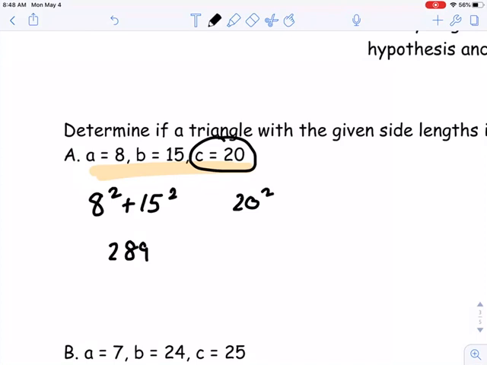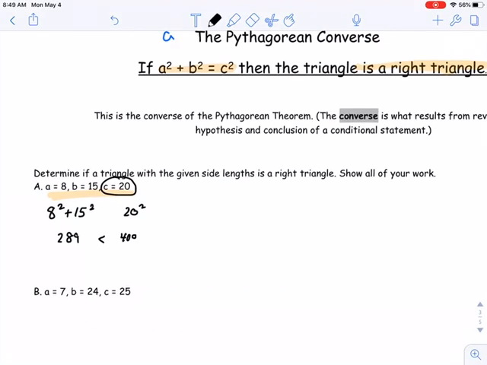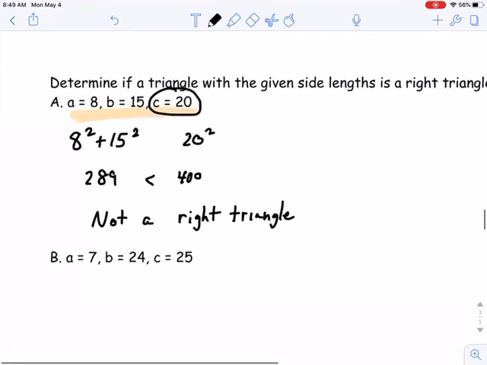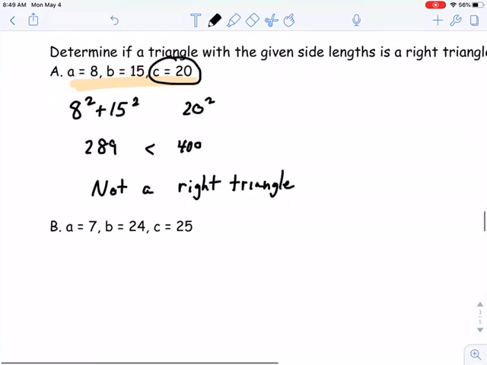I'm going to have 20 squared over here. I'm not going to write equals or anything. What does 20 squared equal? 400. Those aren't equal. Hopefully you can tell that 400 is bigger than 289. So it's not a right triangle, because the Pythagorean theorem was not true. And if you remember, when you do the Pythagorean theorem shortcut on a coordinate plane, we always draw a right triangle. We just don't draw some random triangle. It has to be a right triangle.